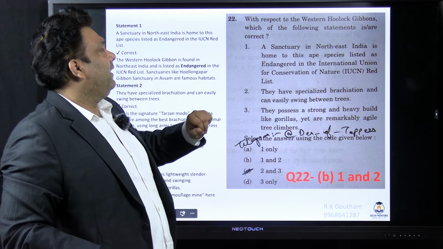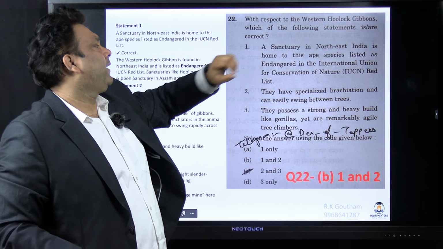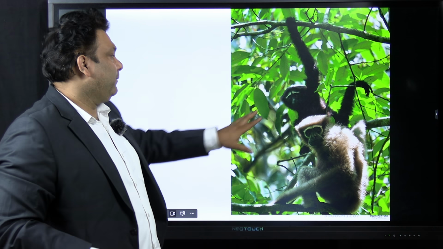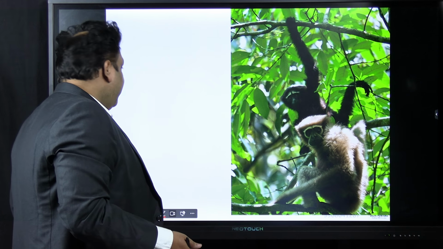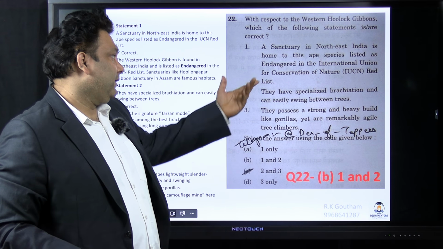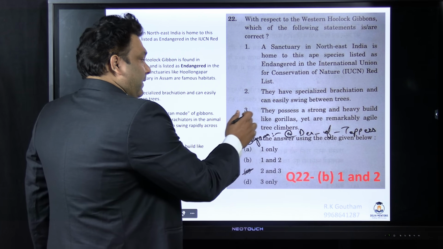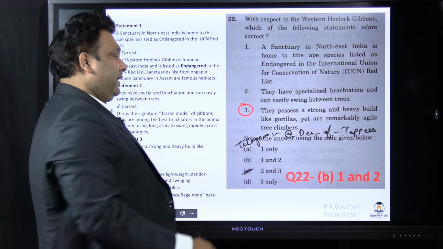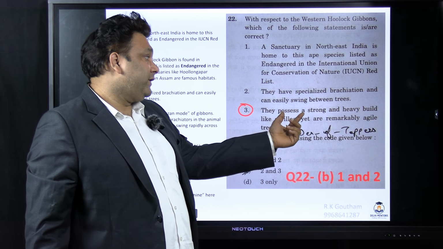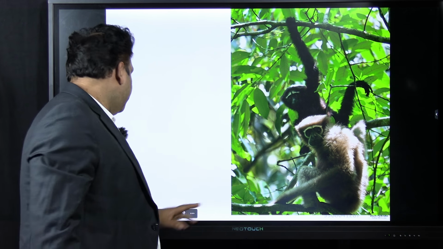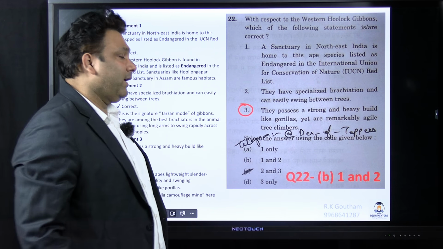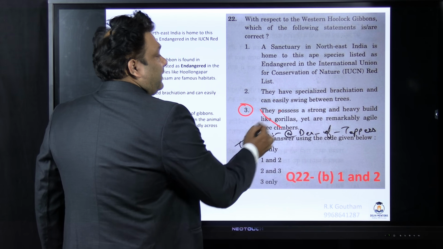Now look at this. With respect to western hoolock gibbons, so look at the animal over here. So this is western hoolock gibbon. So it will be living in the northeast. So in northeast में रहता है. Now look at the third statement here. They have asked, they said, they possess strong and heavy build. Now look at the animal here. ये gorilla जैसा strong होता है क्या? नहीं होता है. So that's why it's a wrong statement.